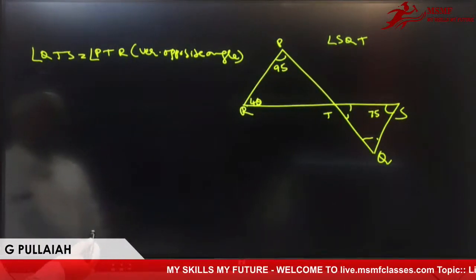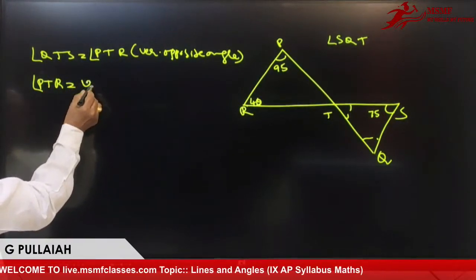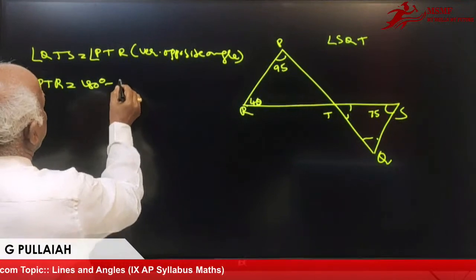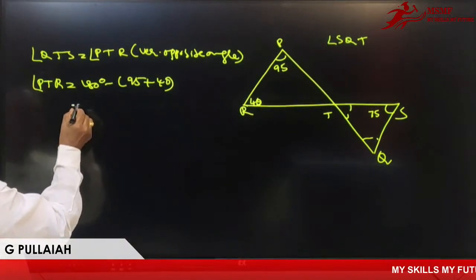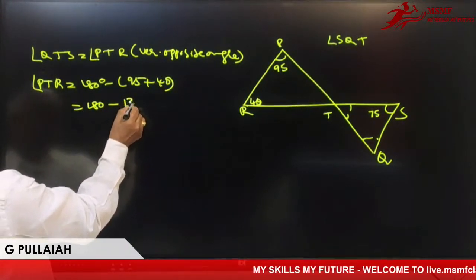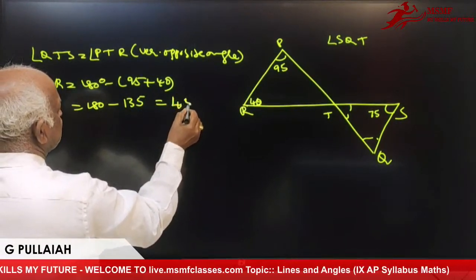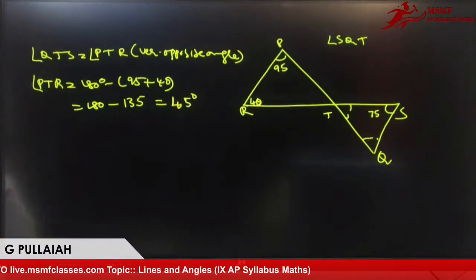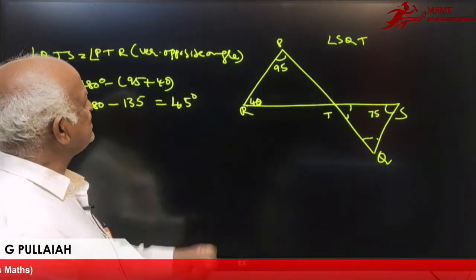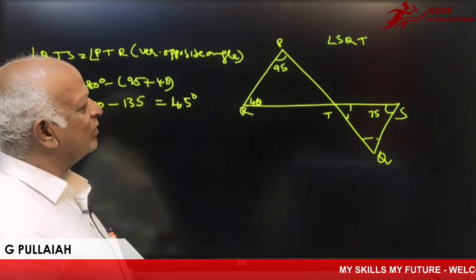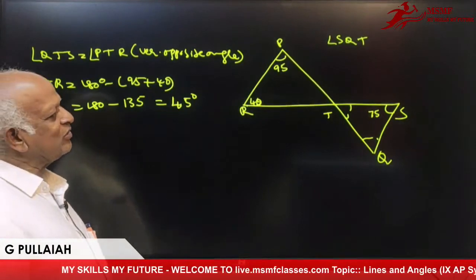So now here, angle PTR is nothing but 180 degrees minus of 95 plus 40, nothing but 135, nothing but 45 degrees. Clear? So now here, angle PTR is 45 degrees. If PTR is known, I hope that you can easily find out these things.